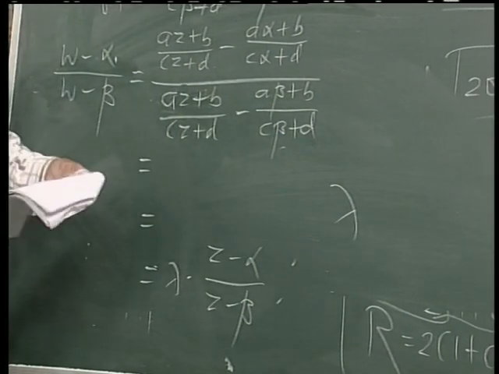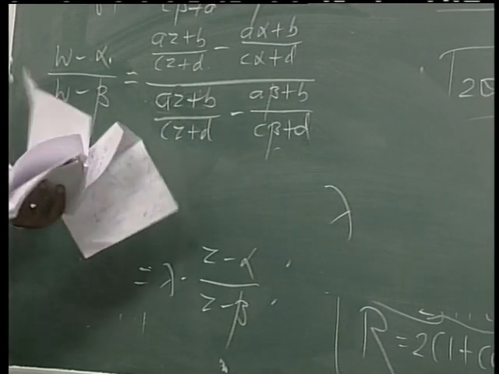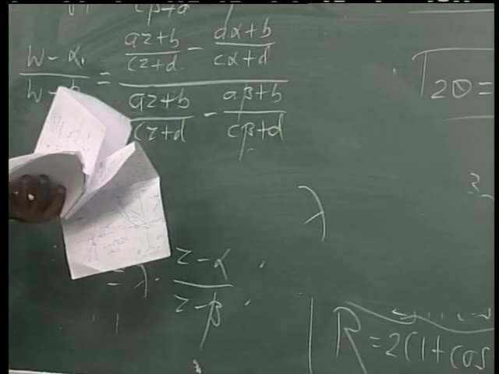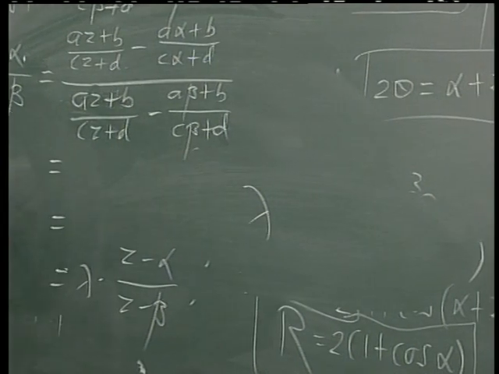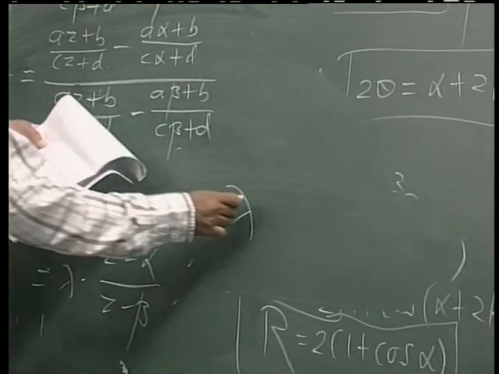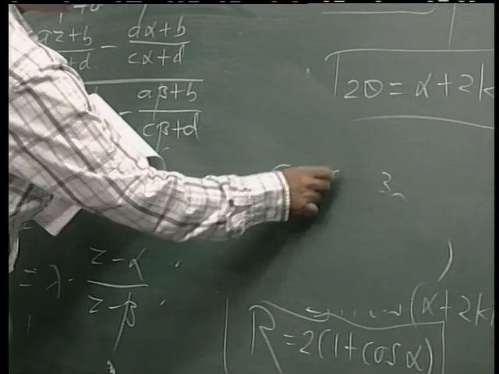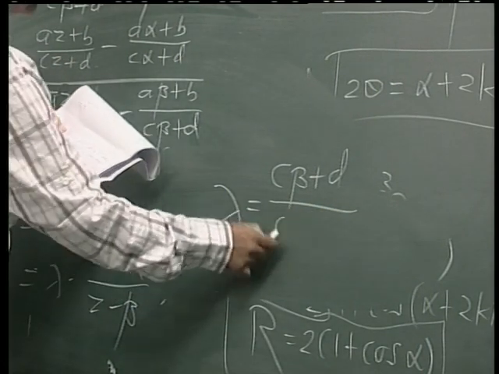After this procedure, even a lower standard student will be able to solve this part. Lambda you will find is (c beta plus d) upon (c alpha plus d).